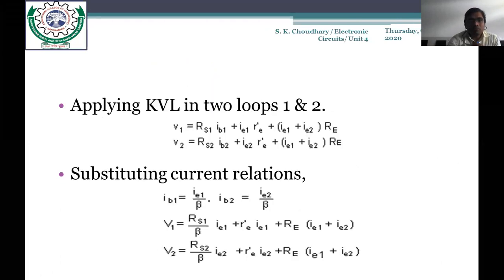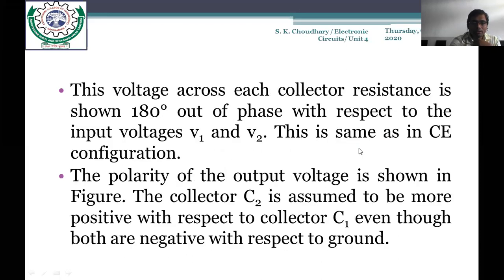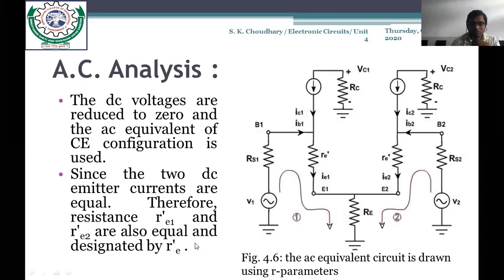Now we have to apply the two loops. Now you are going to see which two loops these are. In the diagram I have told you that there are two loops I have shown, and just draw this. This is the first loop. If you see here, this is the first loop, and this is the second loop. Now we have to apply KVL on this first loop.